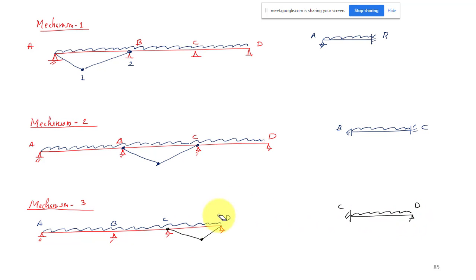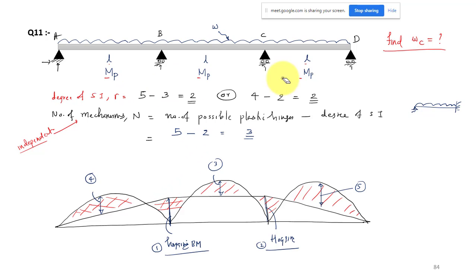Now we have to find the corresponding collapse load. Let us take the intensity of load as WC. So these are the three mechanisms. To have the failure in the span AB, we need two plastic hinges. For the failure in the span BC, we need three plastic hinges, 1, 2, 3. Here again only 1, 2. So here again 1, 2. Anyway MP is constant everywhere, so no worry.